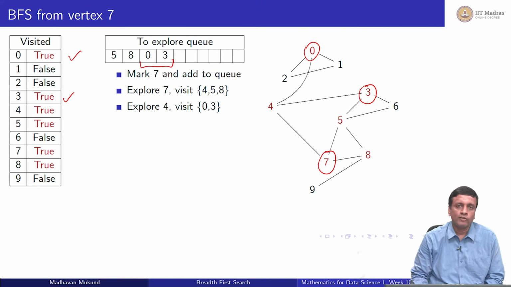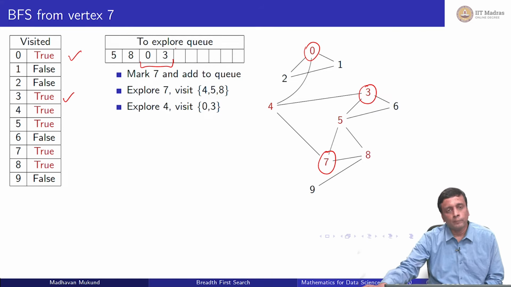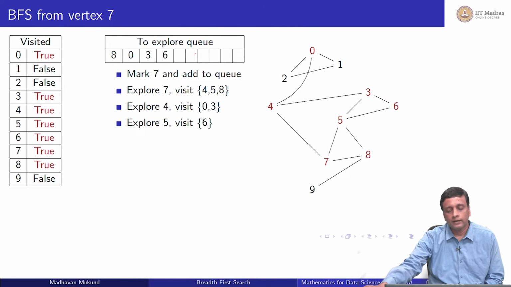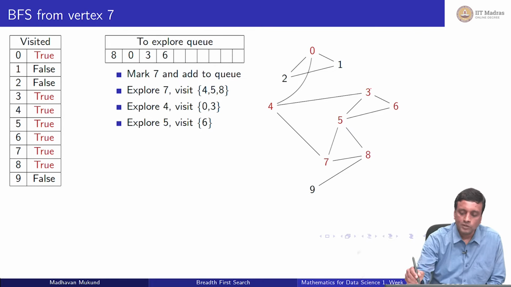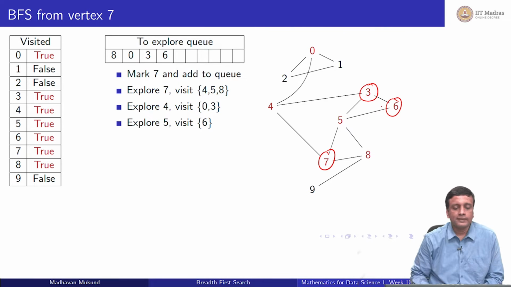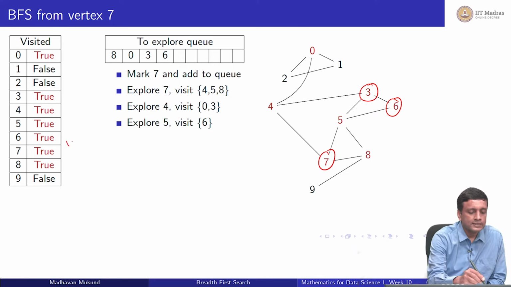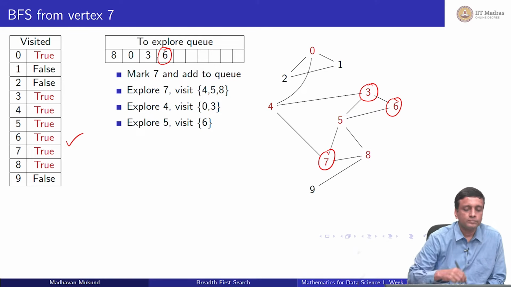In some sense 4, 5 and 8 were one level away. Until I finish all the vertices which are one level away, I am not going to explore the vertices which I added at level 2, namely 0 and 3. So now I pick up 5 and explore it. I look at the neighbors of 5, which are 3, 7 and 6. But 3 and 7 have already been visited, so we don't have to look at them again. But 6 is new, so I mark 6 and put it in the queue.